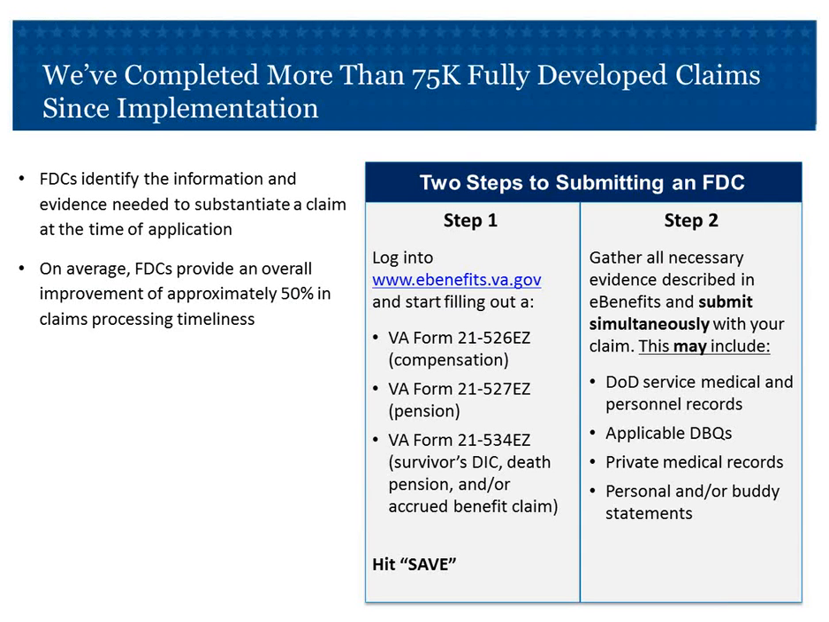This slide gives you a quick snapshot of our current FDC processing timeliness. VA has completed more than 75,000 FDCs since implementing the program in June 2010. On average, FDCs provide an overall improvement of approximately 50% in claims processing timeliness.